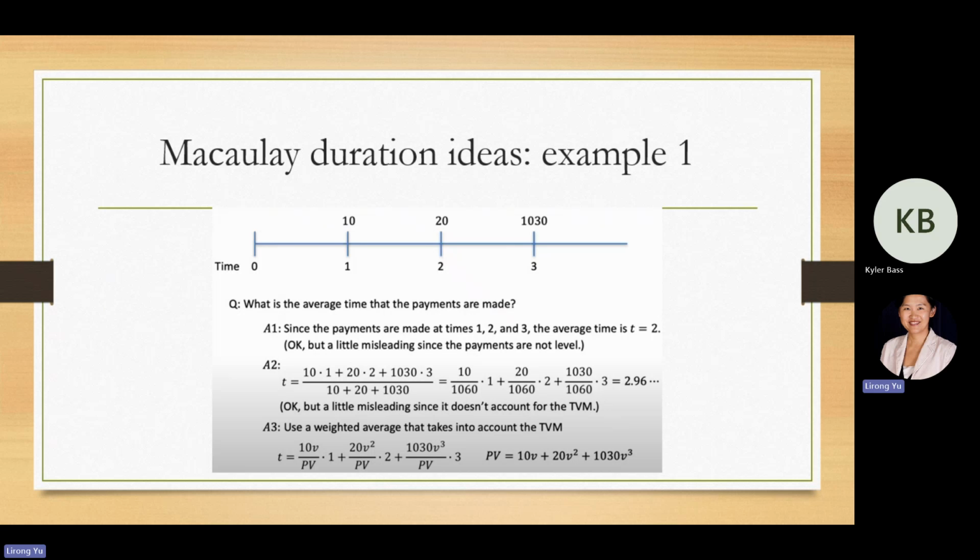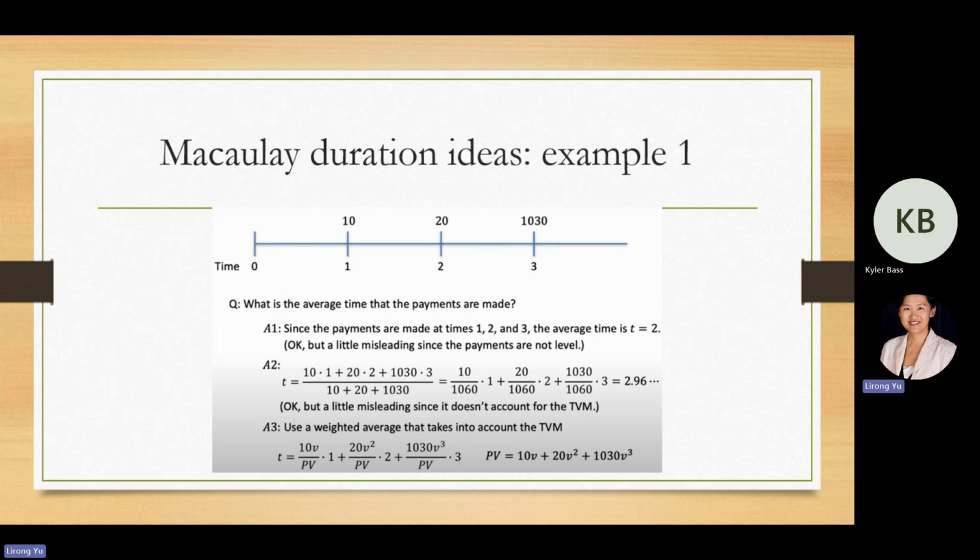For example, for time 1, the weight is 10 times V, where V is the discount factor, 10V over the present value. And that's how much weight time 1 has. Time 2 is 20V squared over the total present value. And time 3, you can see it has a heavier percentage because the amount is larger, but then you have to discount the fact that it's at time 3. It's a much, much later time. So then the total calculation will give you the actual Macaulay duration calculation.